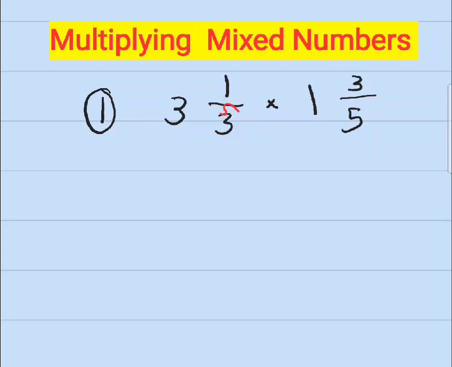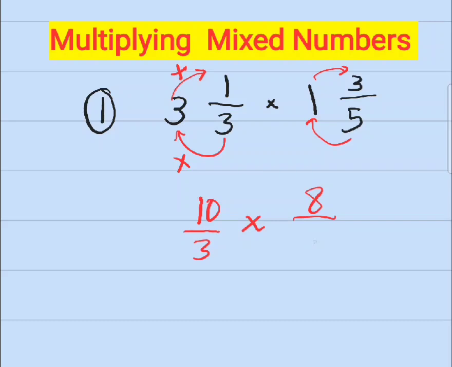So I like to think of it as the C method here, where we multiply the denominator by the whole number and then add the numerator. So 3 times 3 is 9, plus that 1 gives us 10. That's our numerator of our improper fraction. We keep the denominator the same, so 3, times 5 times 1 is 5, plus that 3 is 8. Keep your denominator of 5.